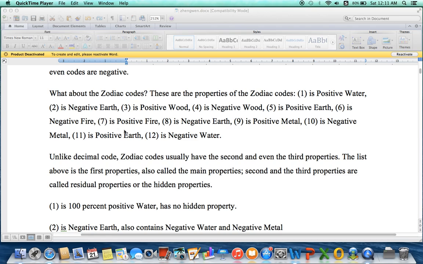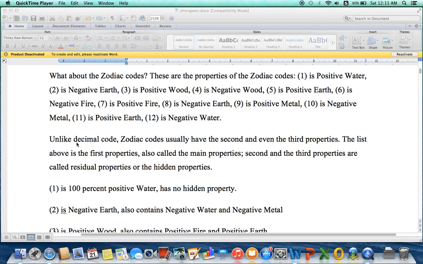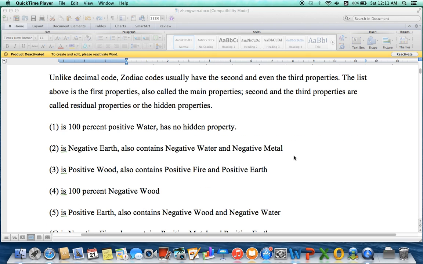Zodiac codes are not as easy as decimal codes. Like the decimal code, zodiac codes usually have this. Usually, that means not all of them have the second and the third property. Some zodiac codes have one property, some have two, some have three. The list above is the first property of the zodiac codes, also called the main property. The second and third properties are called residue properties or hidden properties, and this is the list.